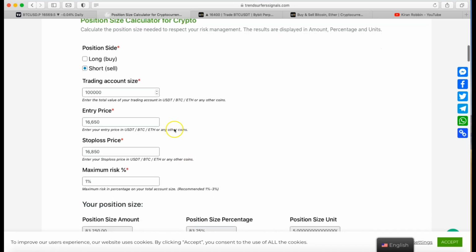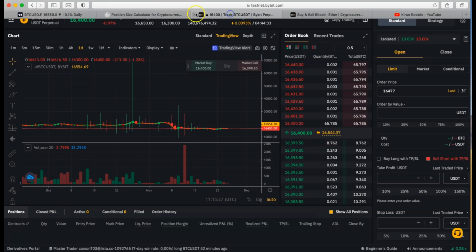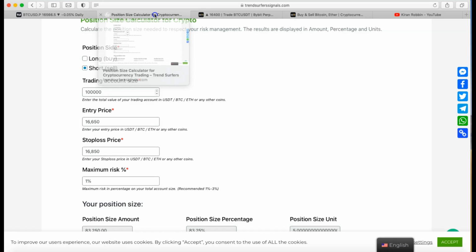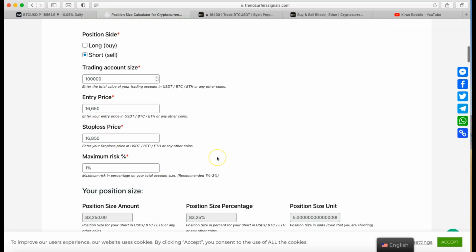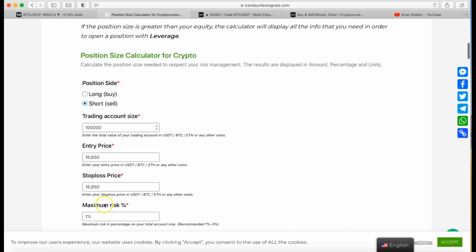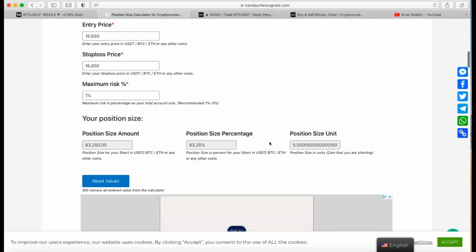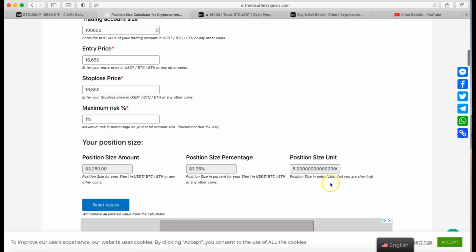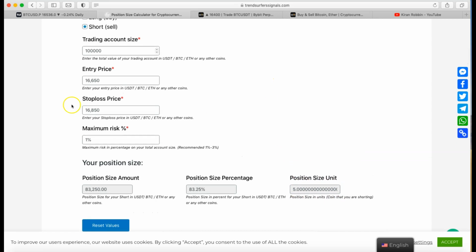So in this case, pretend I'm short selling and this is a 100k account, and whilst price has changed, at the time I entered a short position at 16,650. My stop loss was at 16,850 and I risked 1% of this 100k account. I've just used 100k as an example because it's an easy number to work with. So as you can see, this is my position size, so 5 Bitcoin for this criteria.